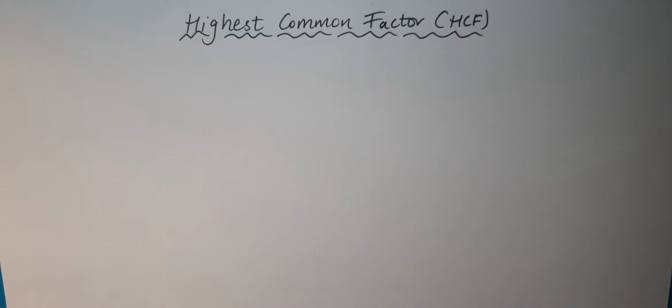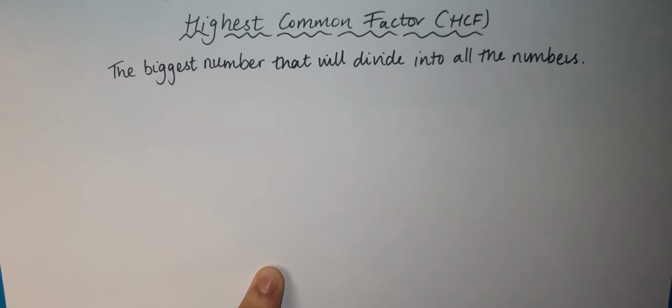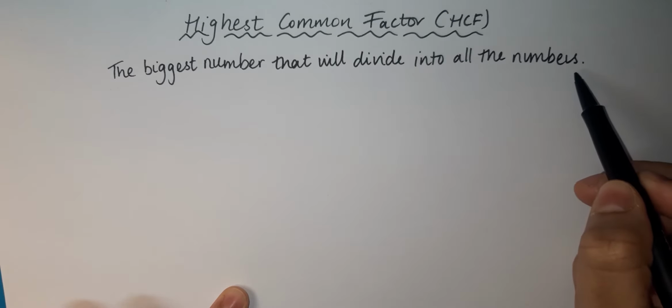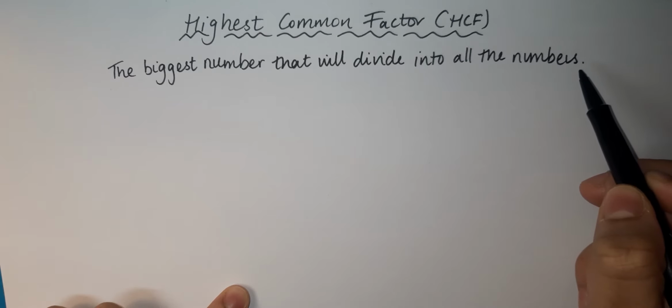Hi guys, in this video we're going to be looking at the highest common factor. So the first thing we need to do is look at the definition. The definition of the highest common factor is the biggest number that will divide into all the numbers. Now when we look at all the numbers, it just means that the numbers are given in the question.